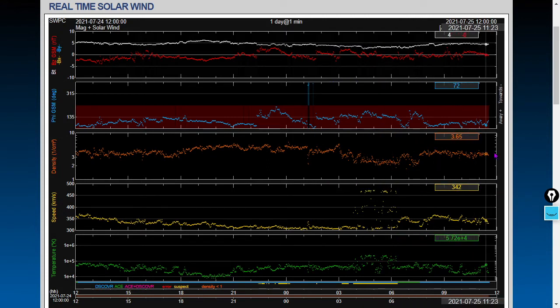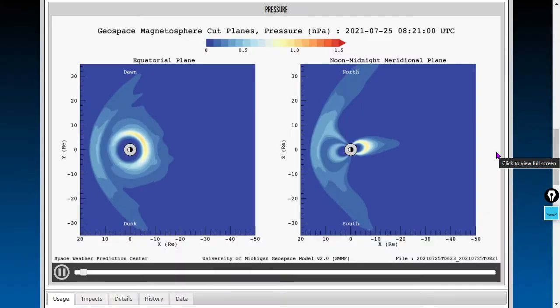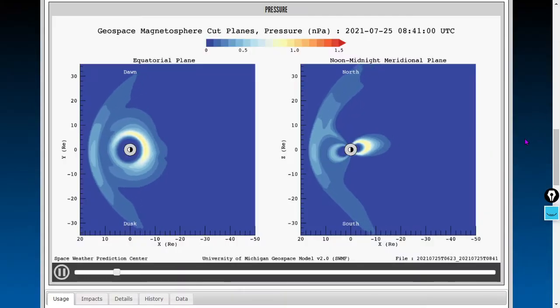Moving on, current conditions are about 3.5 protons per cubic centimeter. Very low solar wind density, and quite low solar wind speed, similar to solar minimum speeds at 342 kilometers a second. Here's the pressure around the geospace.